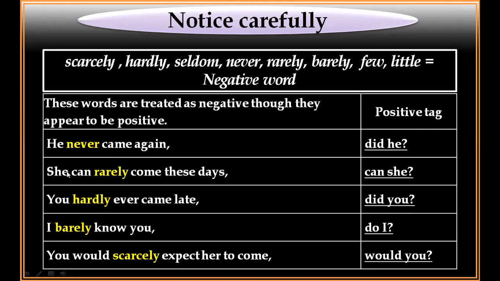As a modal auxiliary is here, can she? You hardly ever came late. Here, hardly is a negative word, and came is the main verb. As it is past form, that's why did you? I barely know you. Here the main verb is know and barely is a negative word. Don't I or do I? Do I. You would scarcely expect her to come. Here scarcely is a negative word. The modal auxiliary would is here. That's why would you?